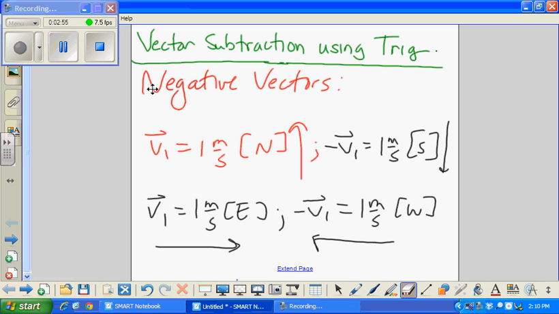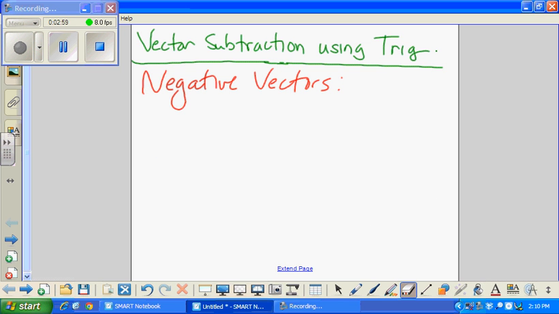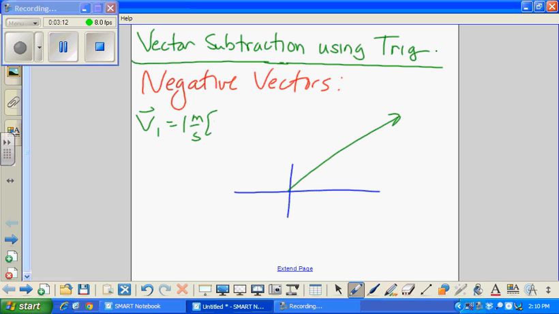Let's just erase the page and look at negative vectors when you have an angle. So I'll do my coordinate system in the middle here. And in this case, let's say v1 equals 1 meter per second, 45 degrees north of east. Okay, here's my v1. My negative v1 probably won't surprise you to know that the negative of v1 is going to be down here.